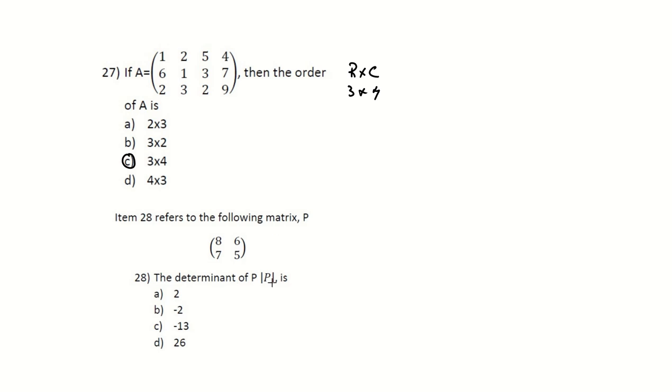If P is that, then this means your determinant. When you see P with the 2 slashes, it is your determinant, which is AD minus BC. That's 8 5s of 40 minus 6 7s of 42. So the answer is negative 2, so it is B.